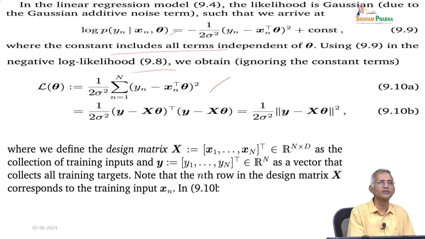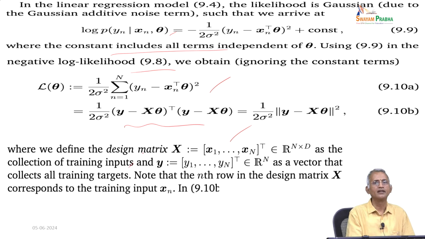So, 1 by 2 sigma square into (y minus x theta) the whole transpose into (y minus x theta), which is the norm of y minus x theta squared by 2 sigma square. So, we can correlate this function to the norm of the function. We define the design matrix X equal to x1, x2, ..., xn as a collection of training inputs, and y equal to y1, y2, ..., yn belongs to R power n as a vector that collects all the training targets.